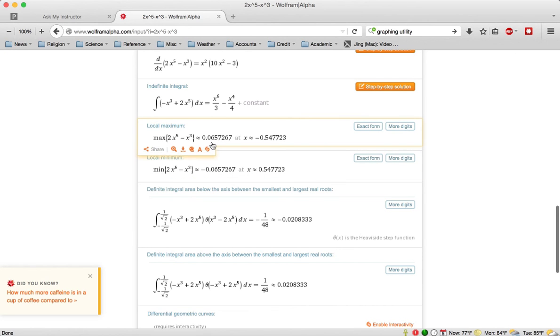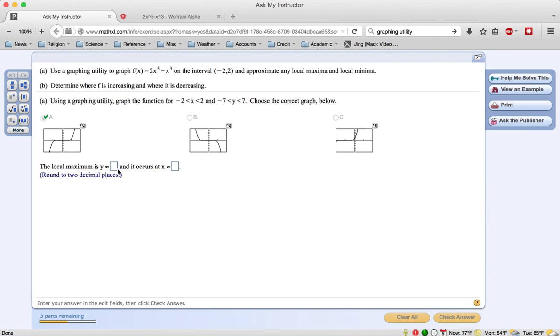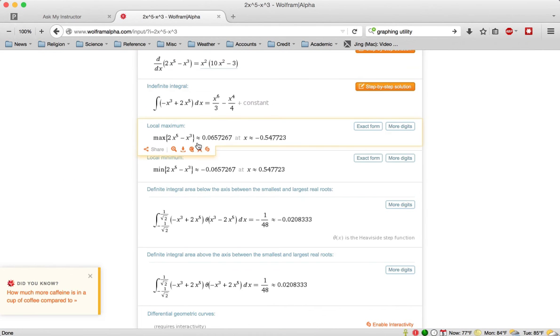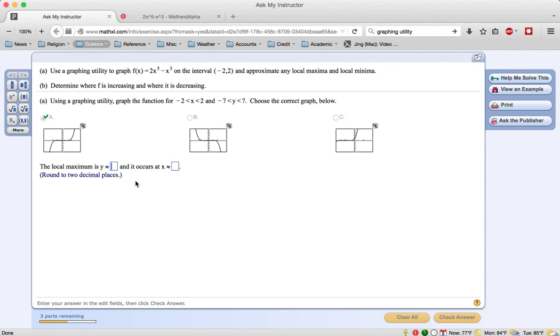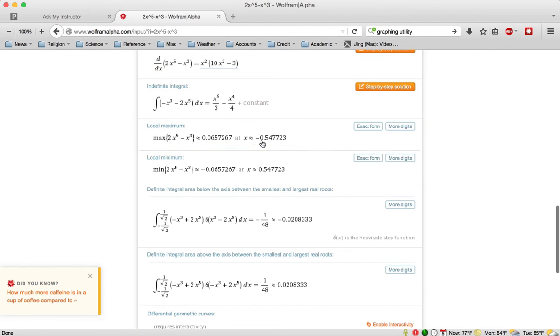So the maximum here is at 0.0657. What was it asking for? 2 decimal places. So the maximum here is at 0.065. It wants 2 decimal places. That's 0.07, and it occurs at x equals negative 0.55. And that's for the maximum.